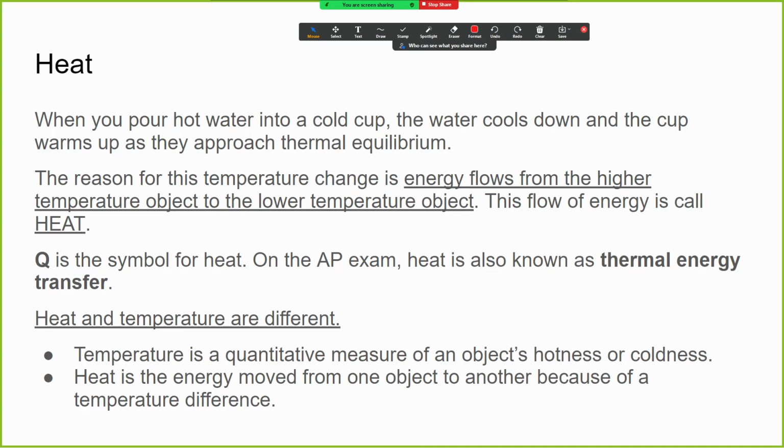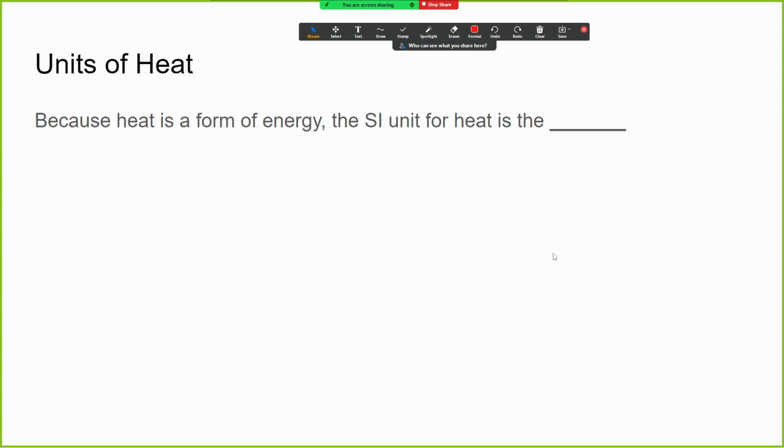So this kind of summarizes our idea of heat and temperature being different. Temperature is a quantitative measure of an object's hotness or coldness, whereas heat is the energy that's physically moved from one object to another because of a temperature difference. Those are going to be really important to remember, at least when you have to explain things qualitatively, because if you trip up on the differences between heat and temperature, you are going to have a bad time. Because heat is a form of energy, the SI unit, as we know for energy, is the joule. So I will write that here. Remember that that is simply J. Hopefully we all remember that.